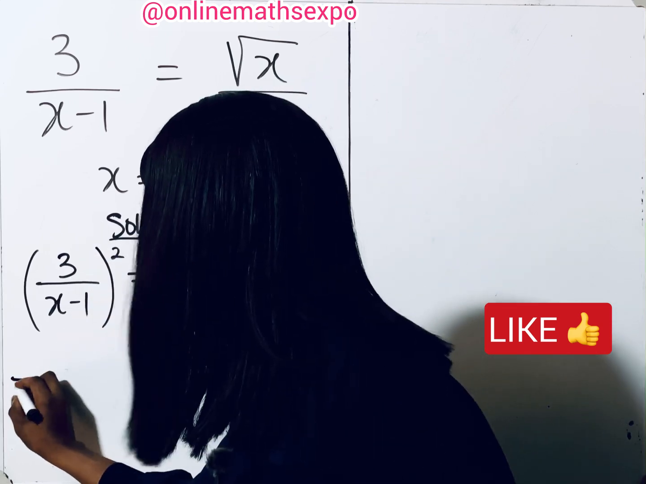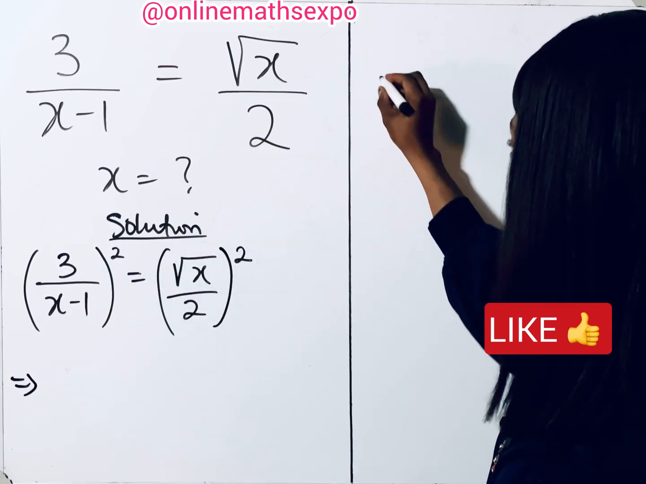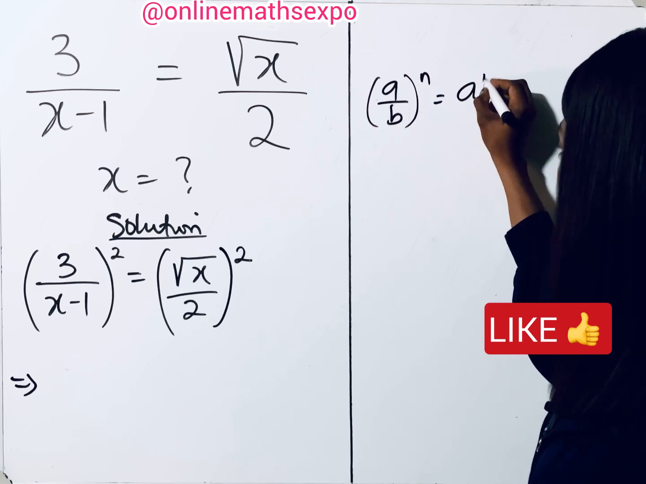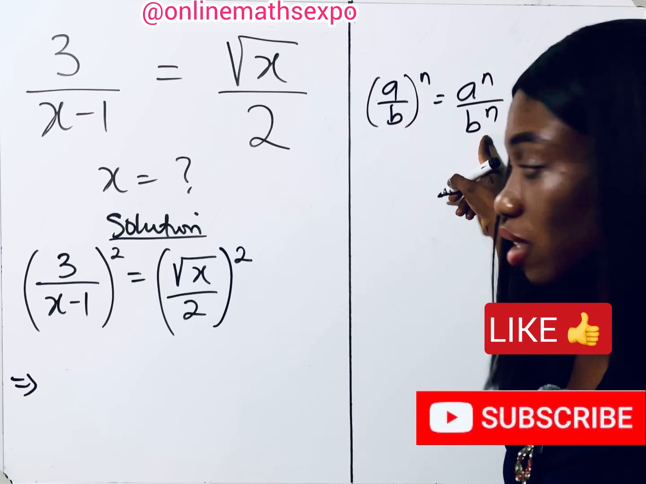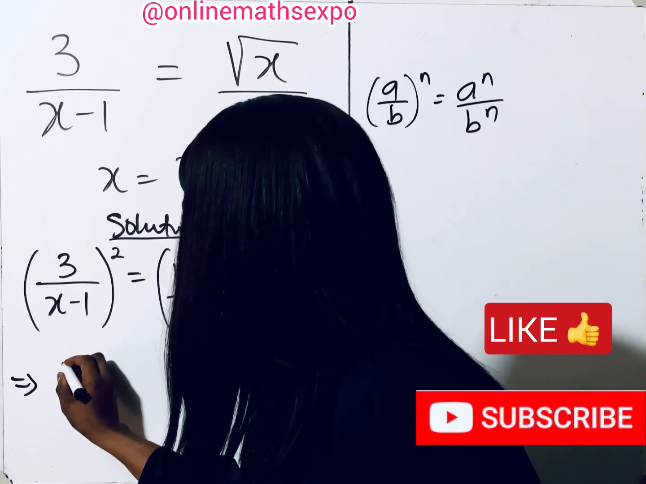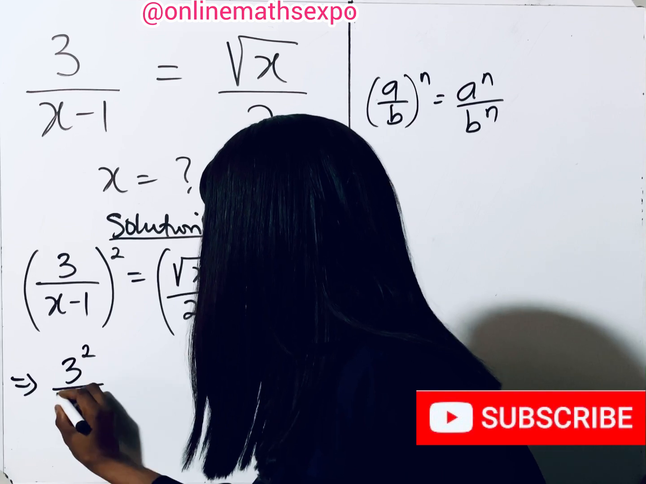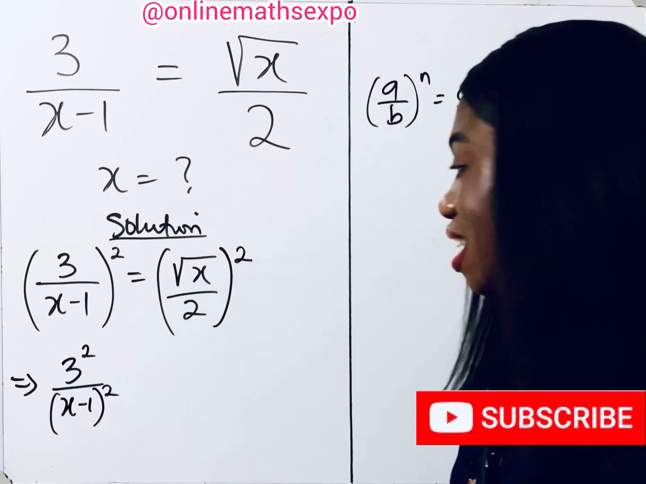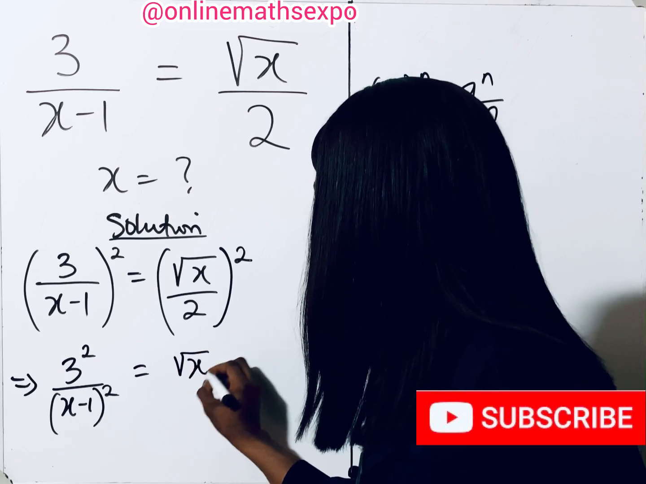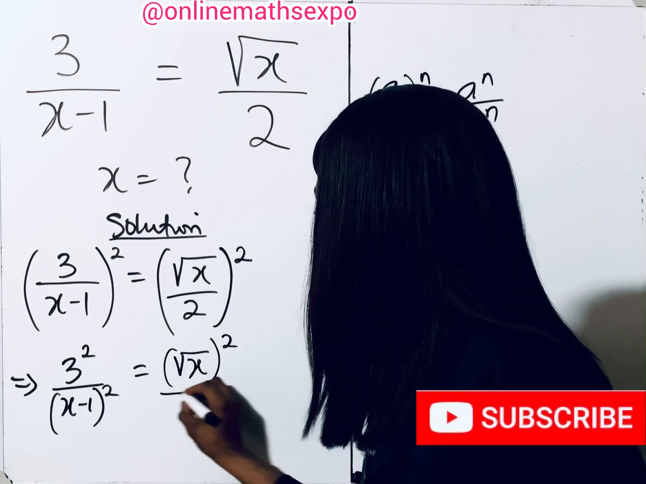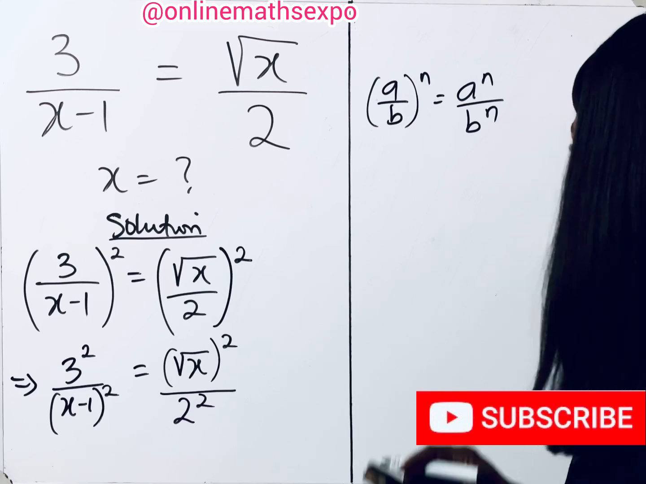Now, remember when you have (a over b) to the power of n, it means a to the power of n over b to the power of n, according to your exponents. So in this case, 3 will be raised to the power of 2, over (x minus 1) raised to the power of 2. Did you see that? And everything is equal to square root of x raised to the power of 2 over 2 raised to the power of 2. So what do you do from that point?